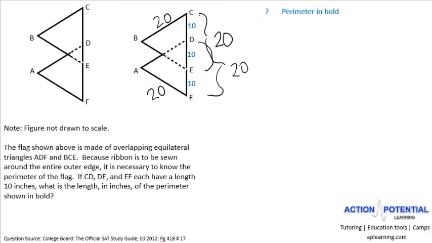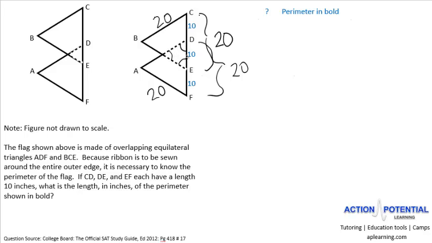Well, it turns out that these dotted lines here make up an equilateral triangle itself. How do I know that it's an equilateral triangle? Since triangle ADF has an angle of 60 degrees, and since triangle BCE has an angle of 60 degrees here, we know that this last angle is also 60 degrees. Three angles in a triangle always add up to 180 degrees. 60 degrees plus 60 degrees is 120, and 180 minus 120 is 60 degrees.